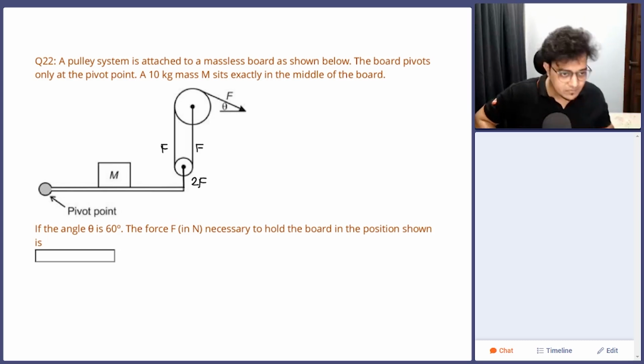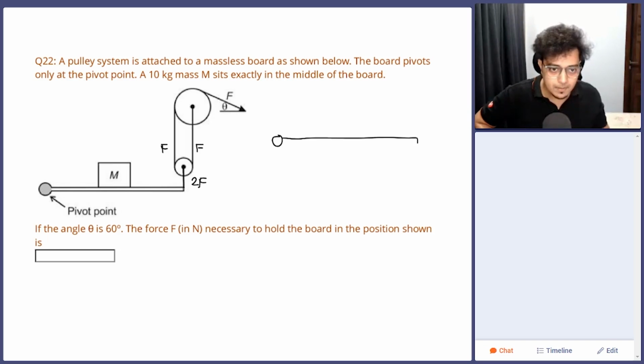Okay, so if I draw FBD of only the board, this is pivot, this is the board, and there are two forces. One is weight of that block that is acting vertically downward, M into G. It is placed at the center. So if the total length is L, this will be at L by 2. And the force produced because of the applied force, that will be 2 times F.